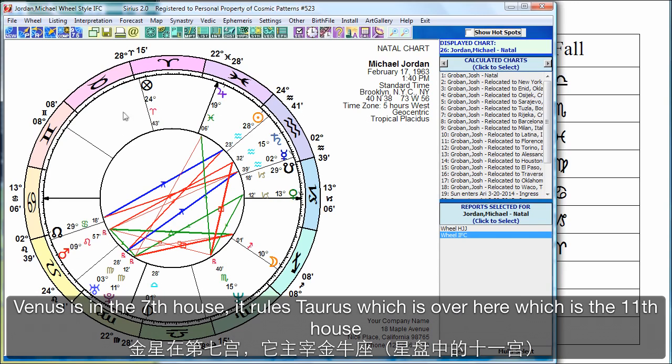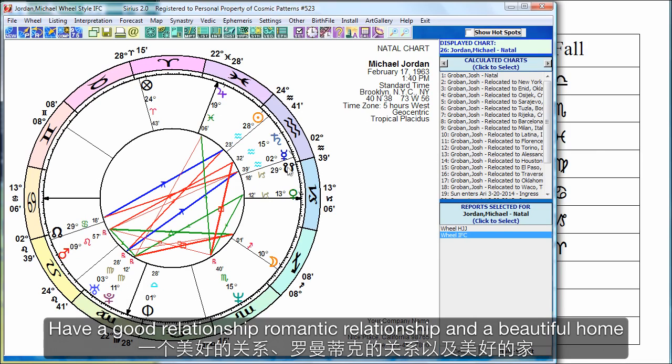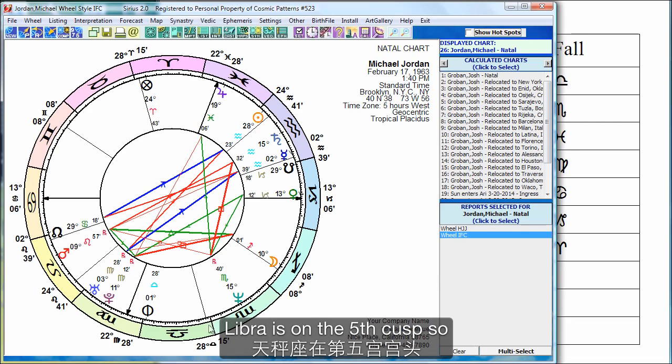It rules Taurus, which is over here, which is the 11th house, and it rules Libra, which is over here in the 4th house. It means that Venus wants his relationships to be beautiful, to have a good relationship, a romantic relationship, and a beautiful home. Although most people would actually say you don't want to really look at what house it's in so much as the cusp. Libra's on the 5th cusp.